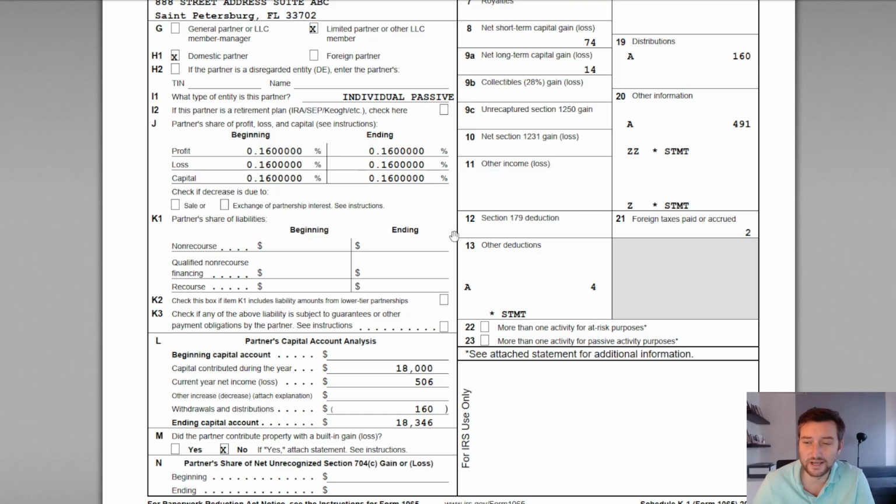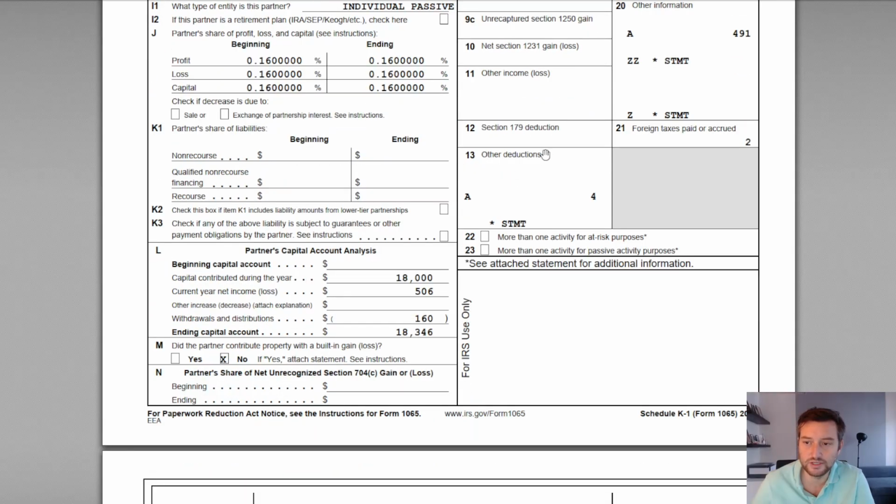Section 179 deduction. The 179 deduction is taken at the business level, but it has to be separately stated because there are limitations that apply at the partner level. In this case, again, no 179 deduction is being claimed, so it doesn't apply to us in this scenario. Now, line 13, other deductions, we can see a couple of items here.